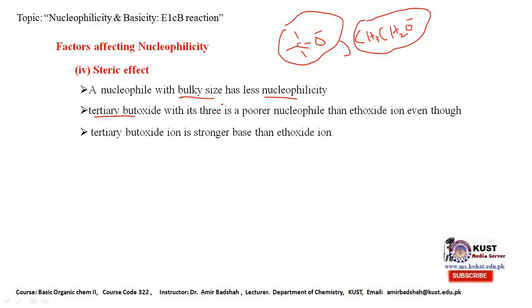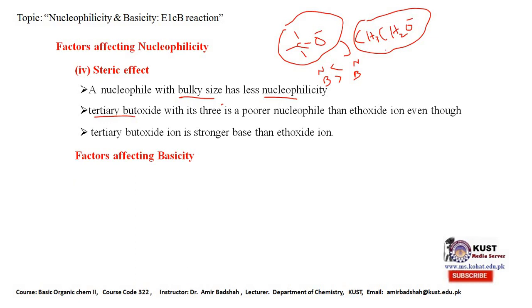If we compare them by basicity, the nucleophilicity of tertiary butoxide is less than the nucleophilicity of ethoxide. However, if we consider basicity, the basicity of tertiary butoxide is more than the basicity of ethoxide. The main reason behind this is its bulky size.